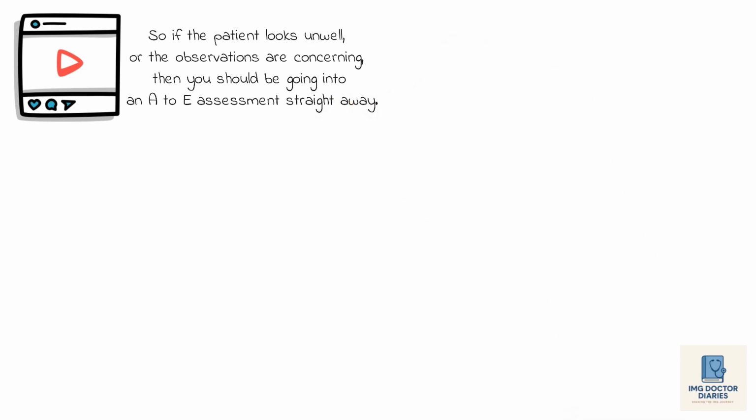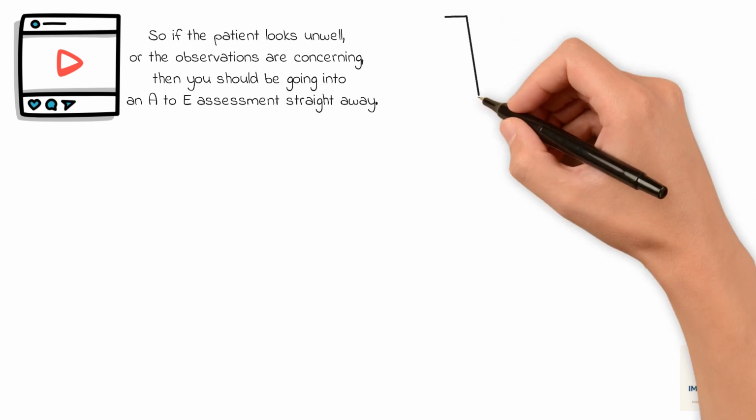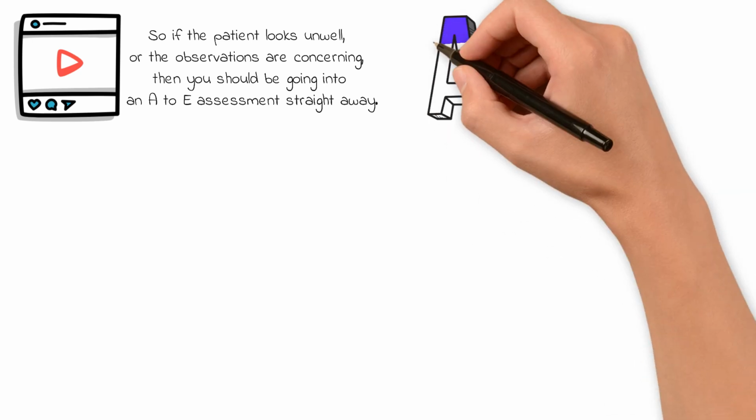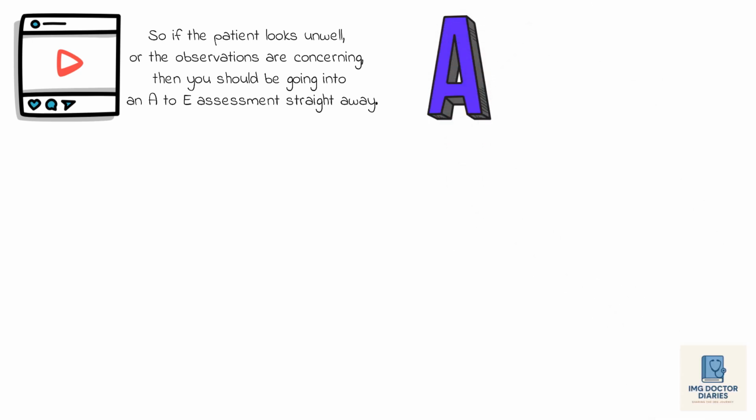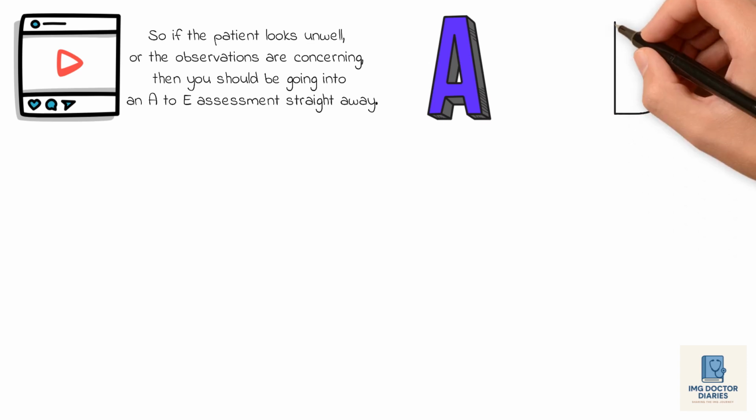And even if they seem stable, A to E still helps you work out how unwell they are and whether this is actually something more serious than simple back pain. A. Airway. Starting with A, the airway will usually be fine in a back pain patient, but you still need to assess it. Are they talking normally? Are they alert enough to give a history? Because if they are drowsy, confused, or not engaging properly, then you need to think more broadly. Is this sepsis, shock, or oversedation from analgesia?